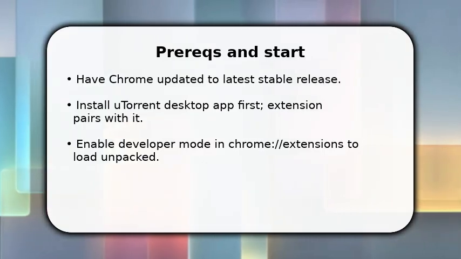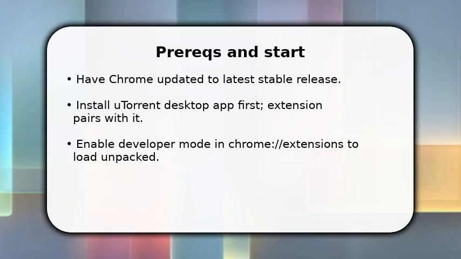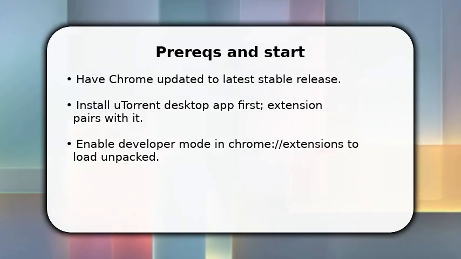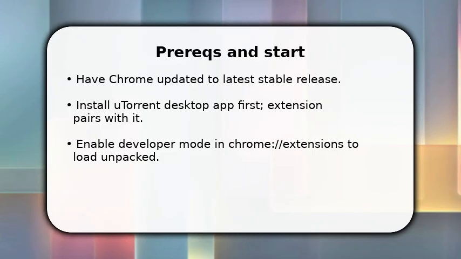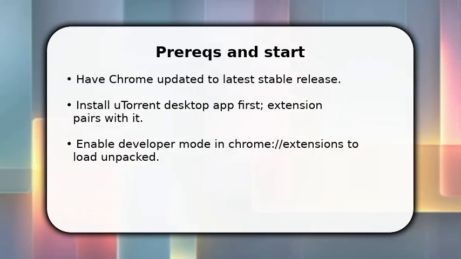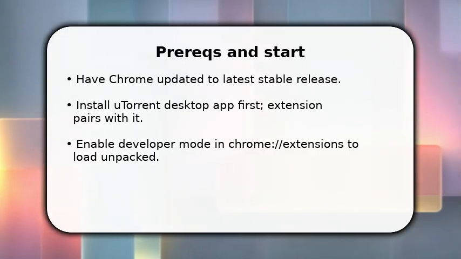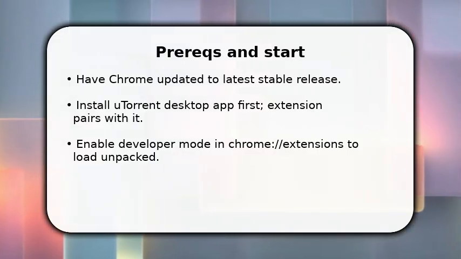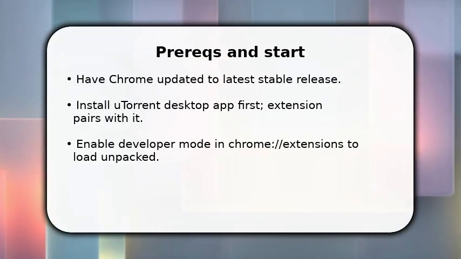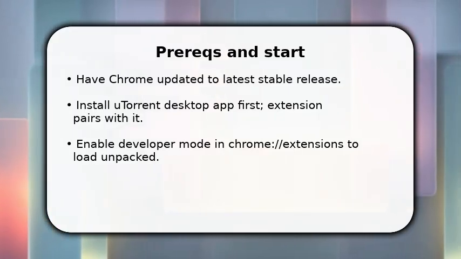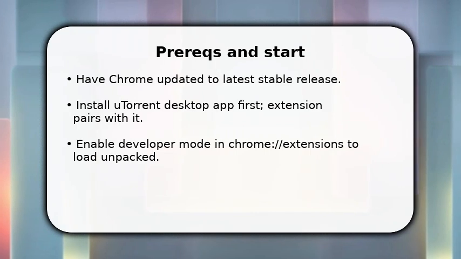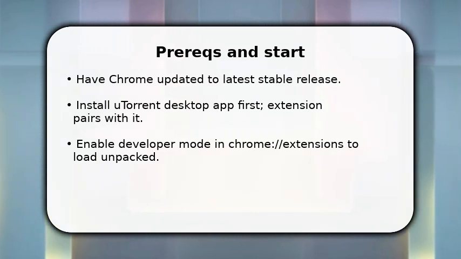First, open Chrome and go to chrome://extensions, then turn on developer mode so you can load an unpacked extension. Once done, locate the extension folder from the uTorrent installation. Make sure the manifest JSON is present. Without it, Chrome can't load the extension. You're setting up a local bridge between browser and client, which is why the desktop app is required.